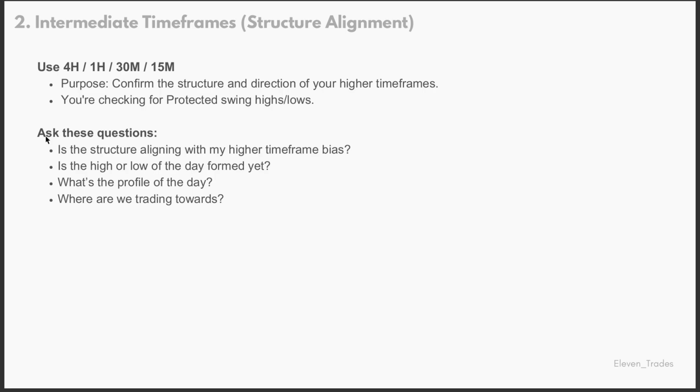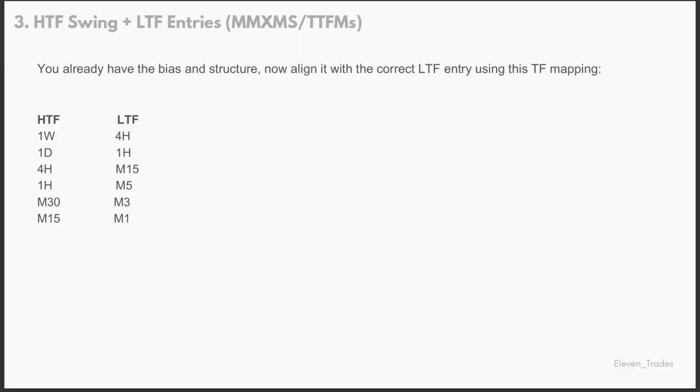Is the high or the low of the day formed yet, which you can use the daily profile for? And where are we trading towards, which is your draw on liquidity? Now the third is the high time frame swing point to the lower time frame entries: market maker models or fractal models. When you already have the bias and the structure, now align it correctly to then go to the lower time frame for the entries.